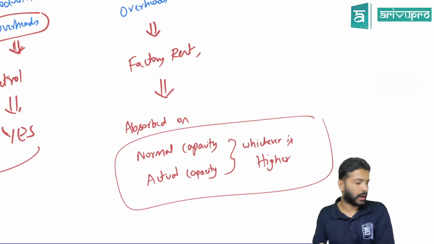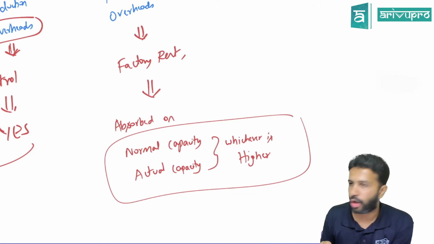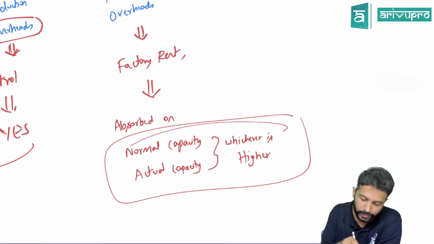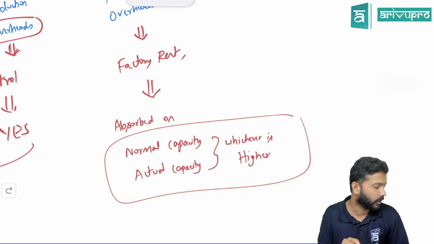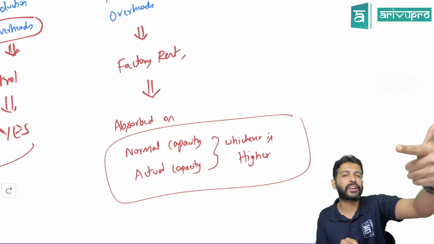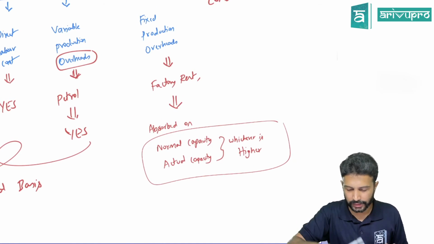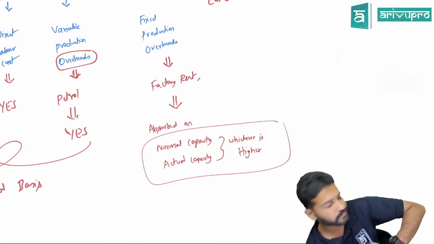Fixed overhead should be absorbed. You can add fixed overheads to the cost of inventory. You can add, but how to calculate that, how it got absorbed is based on two things. What are the two things I've written? Normal capacity or actual capacity, whichever is higher. It's there in your books as well.